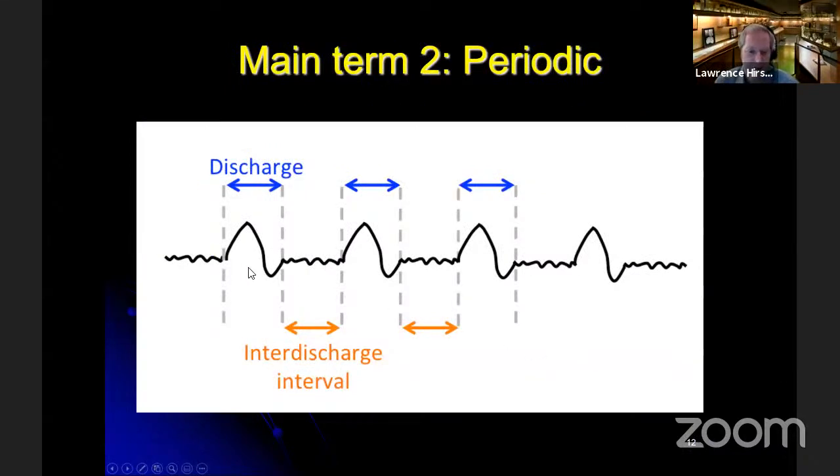So here's an example, periodic. There's a discharge of any kind. It doesn't have to be epileptiform. It can just be a blunt delta wave. Then there's a discharge. And I'm sorry, that's the discharge. Then there's an interdischarge interval, another discharge. And there have to be at least 6 of these. You have to have 6 cycles in a row for it to qualify as being present.